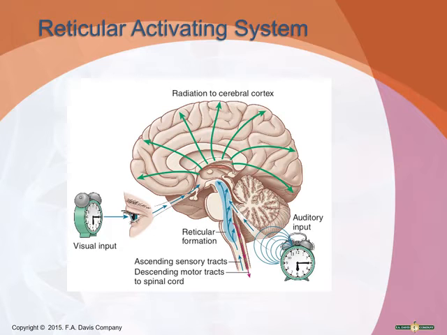The reticular formation also has tracts extending into the spinal cord that are involved in posture and equilibrium. Other components of the reticular formation include the cardiac and vasomotor centers of the medulla, and those are responsible for the heart rate and the blood pressure.